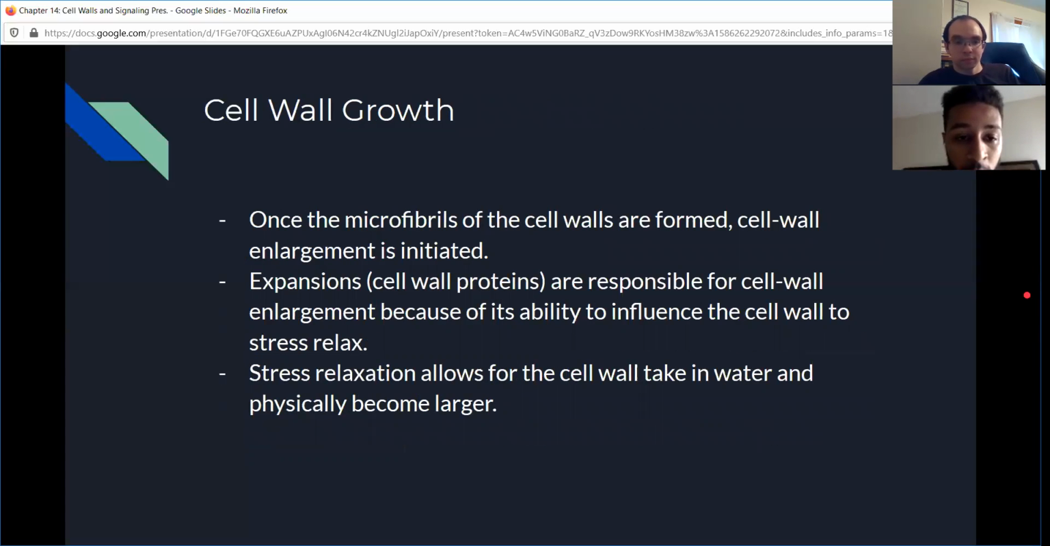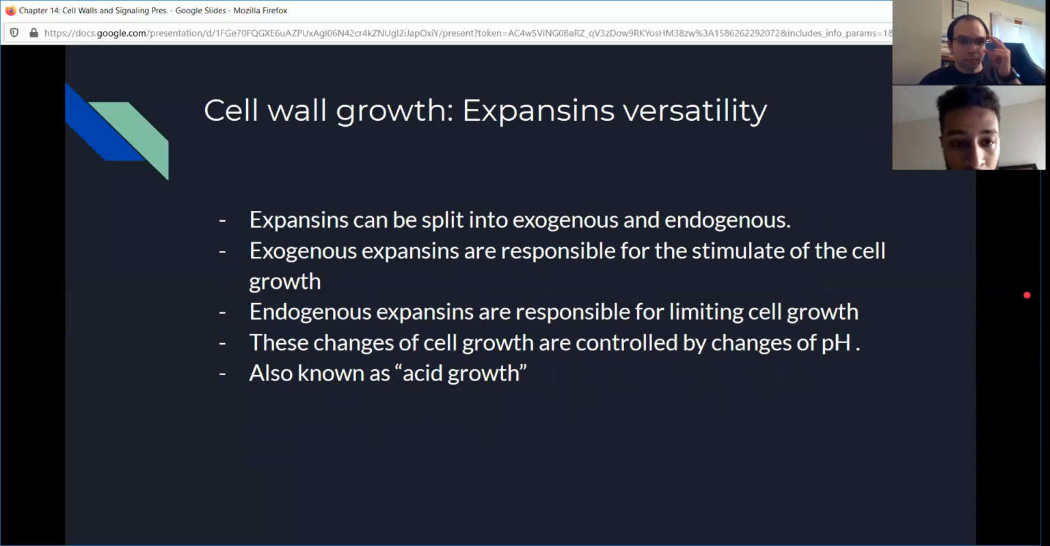Next, we're going to look at how the microfibrils are formed, and these enlargements are initiated through expansion. This is responsible for cell wall enlargement because of its ability to influence the cell wall and to stress relax. And stress relaxation is important because it allows the cell wall to take in water and to actually physically become larger.